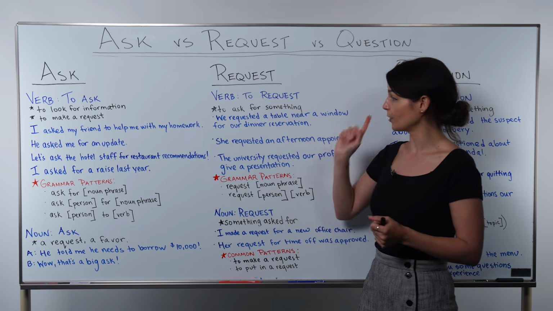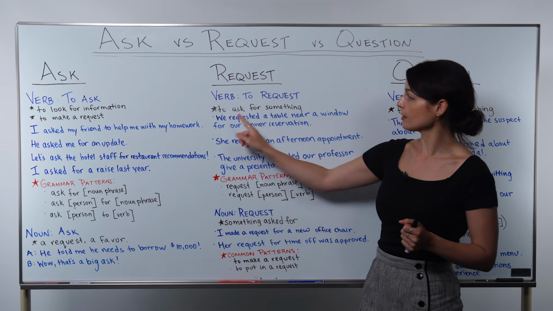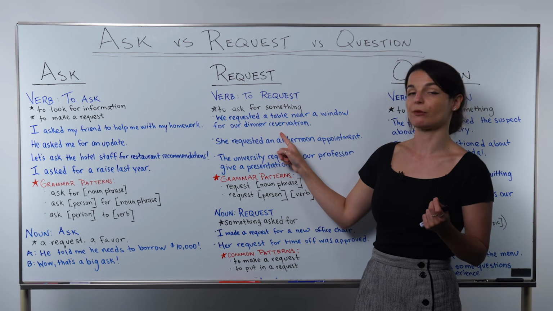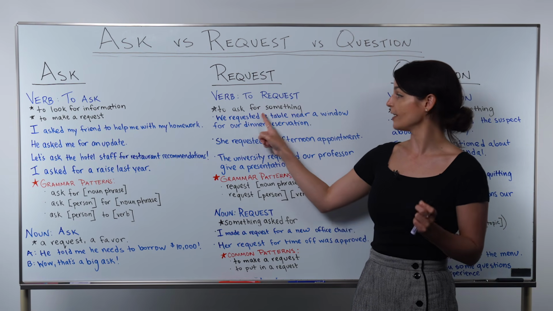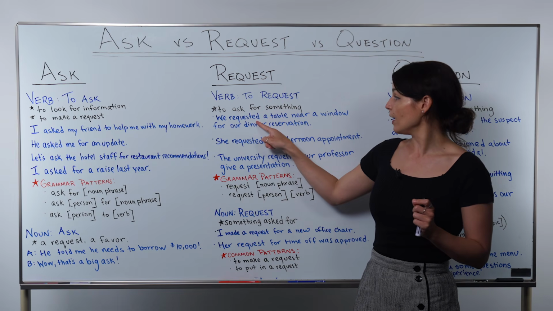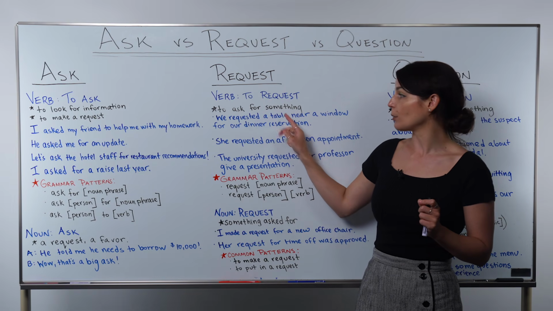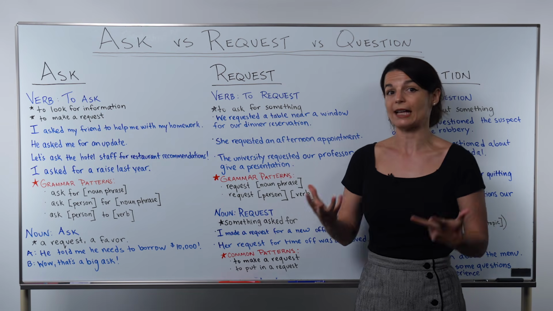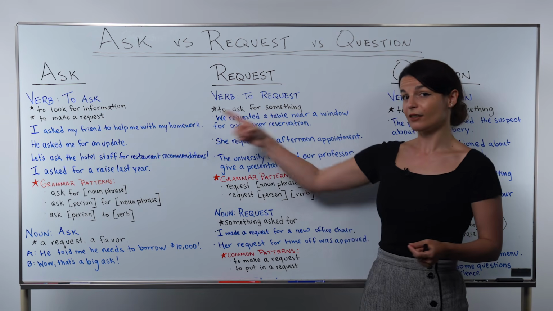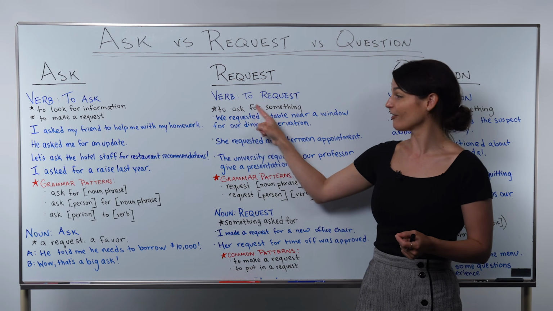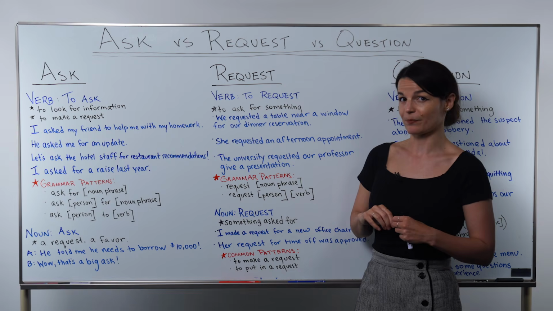So first example sentence, we requested a table near a window for our dinner reservation. So we requested a table near a window, okay? Past tense here, and then after this is a table. We have this noun phrase after it. This is the thing we are asking for, right? So this is different from ask, right? We have this object we want after the verb, immediately after the verb, right?